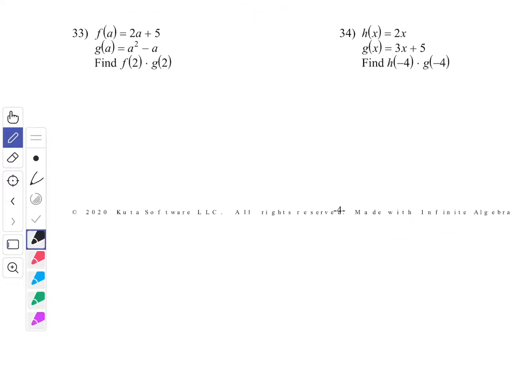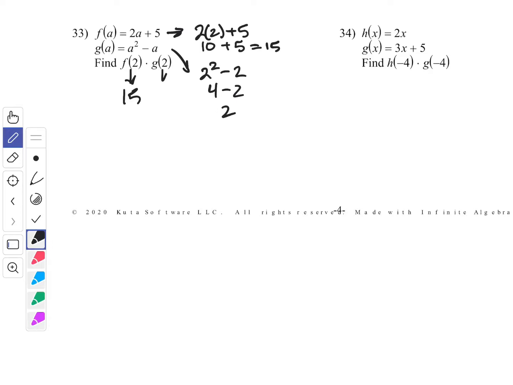Okay, and the last two. So 2 times 2 plus 5, which gives us 10 plus 5, or 15. So f of 2 is 15. g squared would be 2 squared minus 2. 2 squared is 4, minus 2 is 2. g of 2 is 2. 15 times 2 gives us 30.